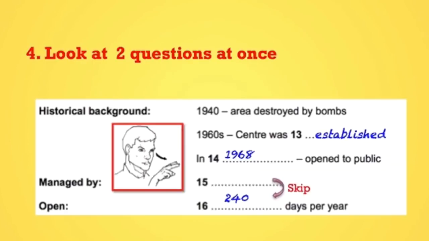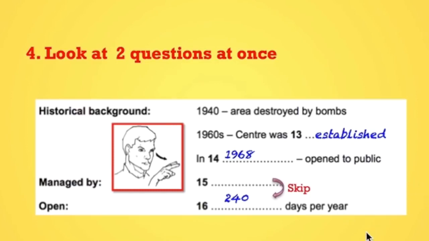Okay, let's look at the next tip. Tip number 4. Look at 2 questions at once. Now this is a very important tip, particularly for 2 reasons. Firstly, one difficulty is that the answers to 2 questions often come quickly, one after the other. Be ready for the next question as well.